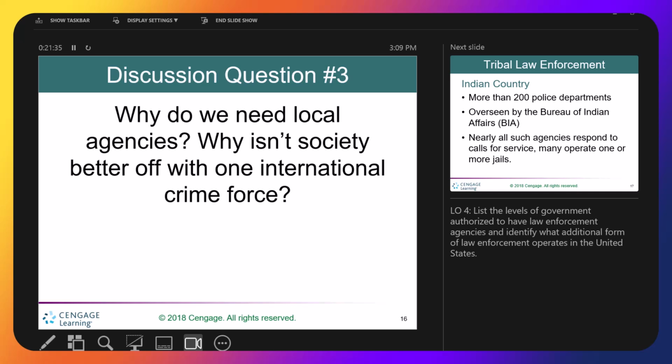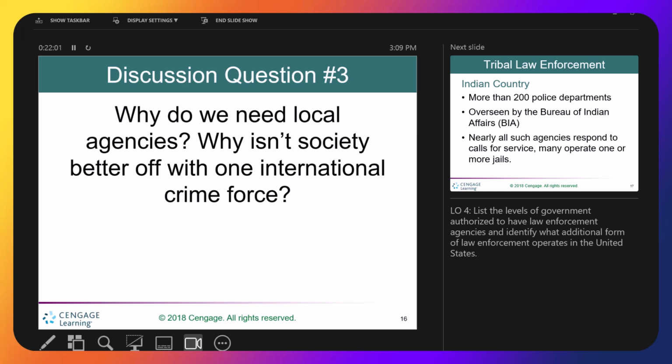Why do we need local agencies? Why isn't society better off with one international crime force? Great discussion question. The reason you don't want that is there's no community policing. That means you don't have people working in the community, like beat officers. Remember from 1829, beat officers working in the community. They get to know folks, and folks get to know them. Sometimes they're from that community.